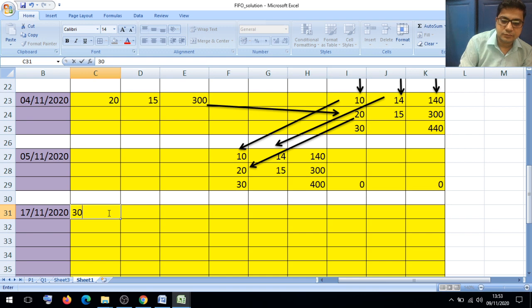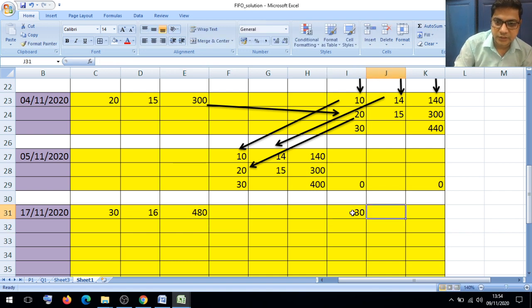30 at the rate of 16. So we have to find out 30 into 16 is equal to 480. Balance column we have to keep as it is. 30 into 16 is equal to 480. Okay, the balance column also we recorded.